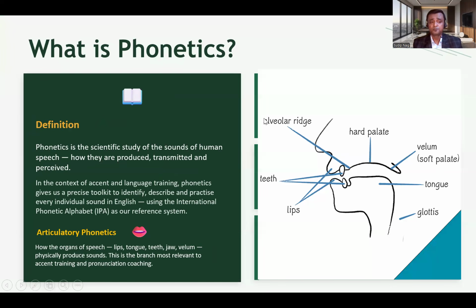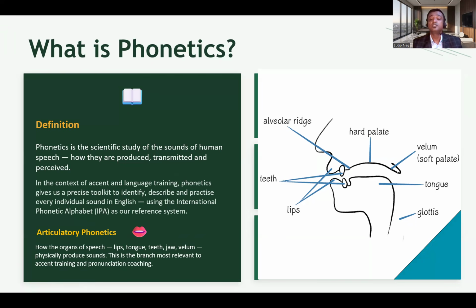So what is phonetics? Phonetics is the scientific study of the sounds of human speech. In simple language, it is how we produce the sounds, how we transmit the sounds, and how we perceive the sounds. Why is it important? In the context of accent and language training, phonetics gives us a practical toolkit to identify, describe, and practice every individual sound in English, with the International Phonetic Alphabet, IPA, as our reference system.